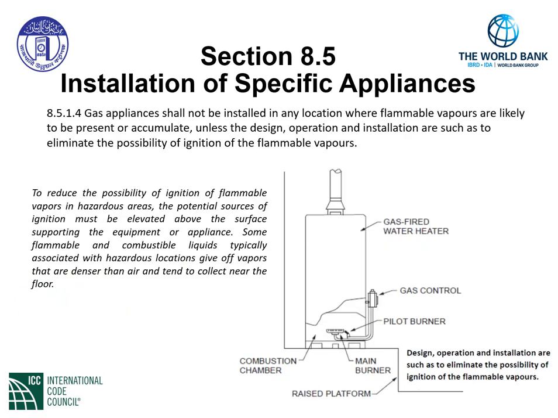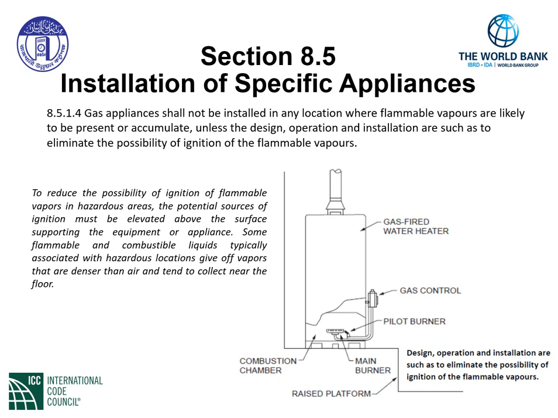We have gas appliances that we need to verify do not cause a problem, in that we do not want any sources of ignition in certain environments. We have a requirement in 8.5.1.4 that gas appliances shall not be installed in any location where flammable vapors are likely to be present or accumulate, unless the design, operation, and installation are such as to eliminate the possibility of ignition of flammable vapors.